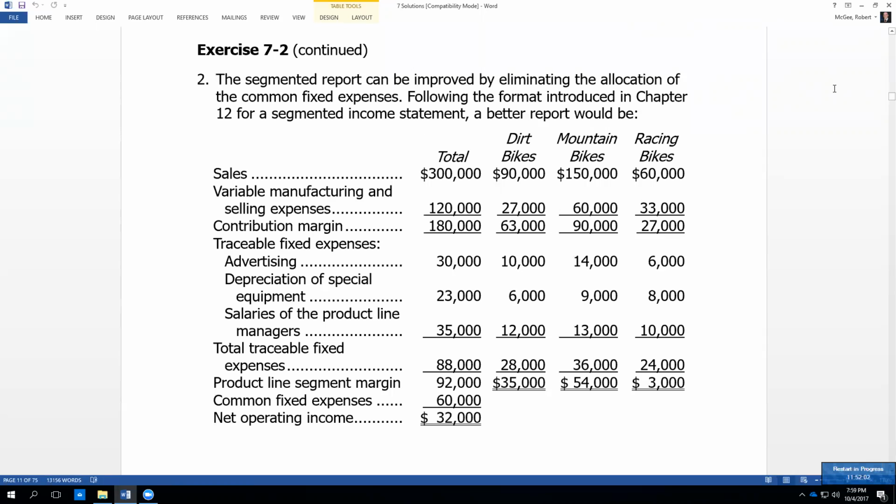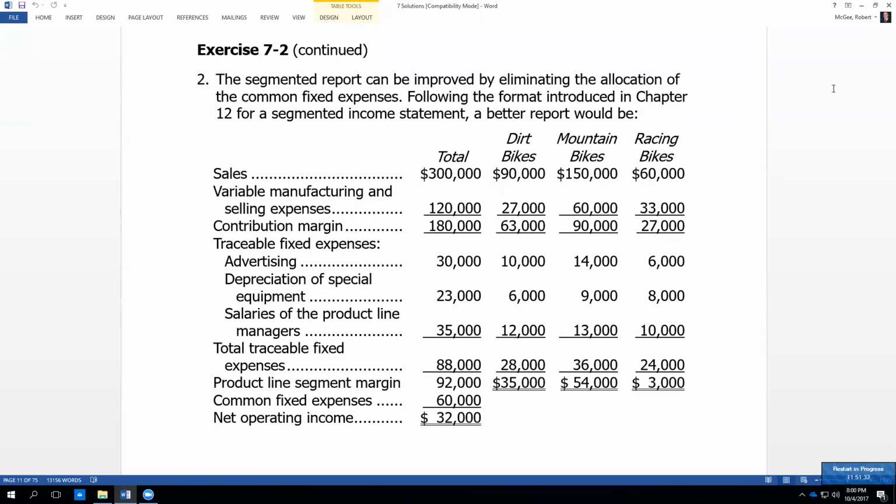For part 2, recast the above data in a format that would be more usable to management in assessing long-run profitability. Well, here we have the 4 columns again, the total, and 1 column for each of the 3 products they produce. Sales for each and the variable cost and so forth. Contribution margin, and then the traceable fixed expenses to each. Depreciation on special equipment and so forth.